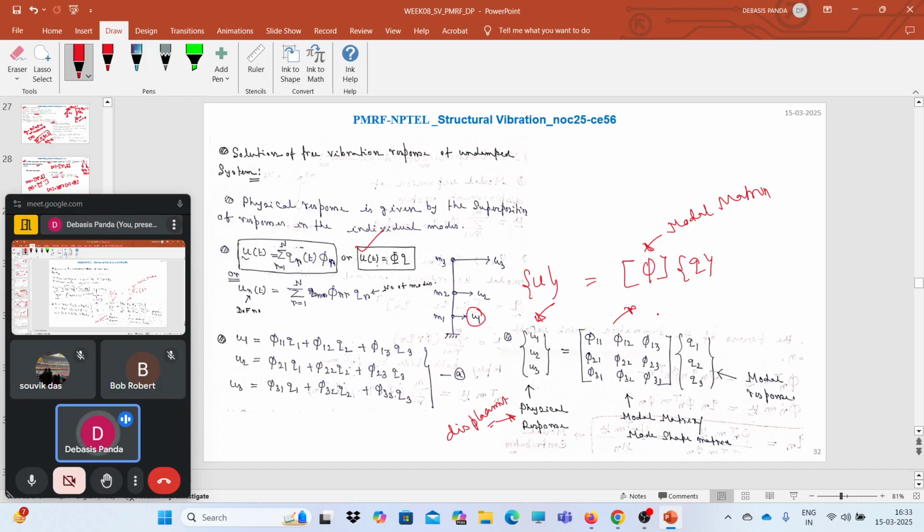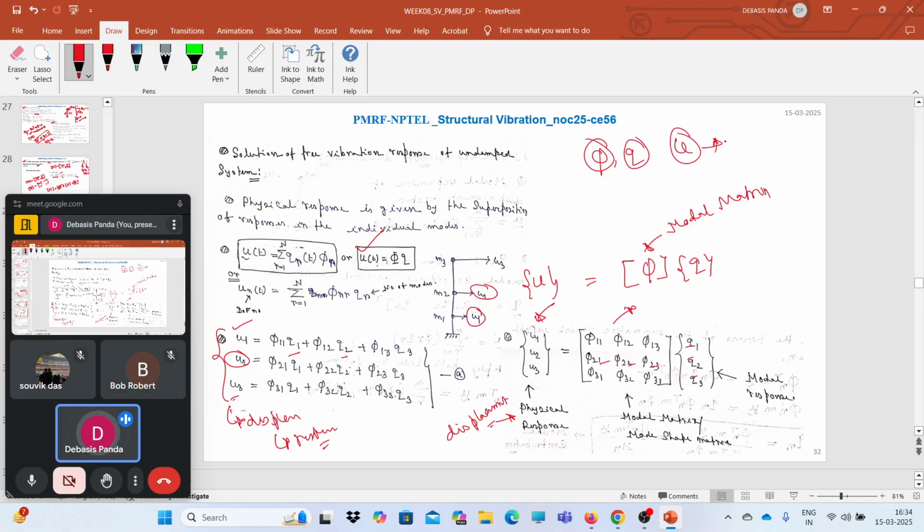Now if we want to convert it into the algebraic equation, what will it be like? U1 is nothing but phi 11 q1, phi 12 q2, phi 13 q3, right? For the response u2, again we just multiply it: phi 21 q1, phi 22 q2, phi 23 q3, and simultaneously this. So what are they? They are the displacements. That means they are the responses. If you find out the mode shape and the modal coordinates, you can find out the displacement u from the modal coordinates.